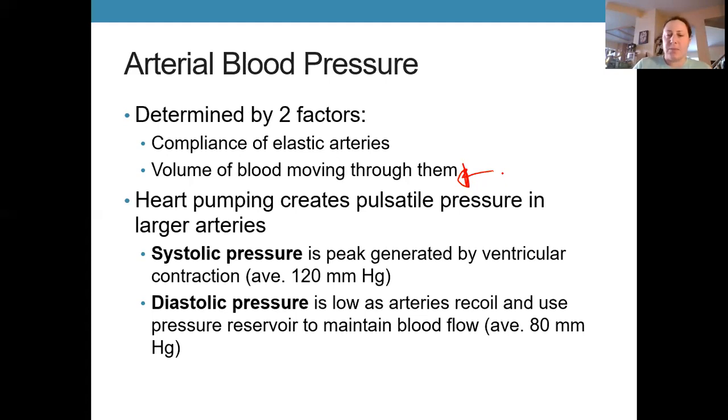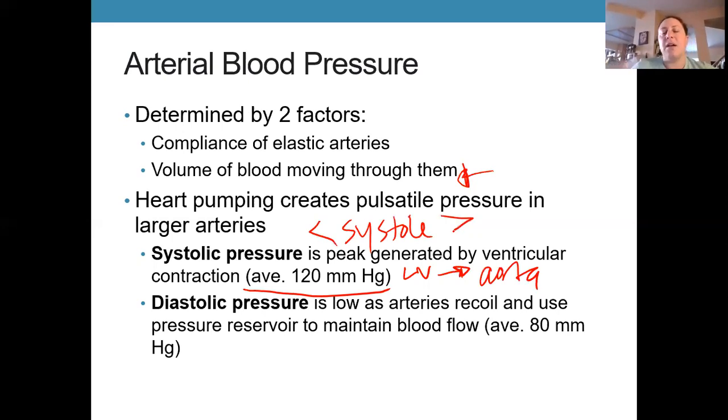The systolic pressure is the peak generated every time the ventricles contract. In the systemic circulation, so what the left ventricle delivers to the aorta, we see an average of 120 millimeters of mercury. It's called the systolic pressure because it corresponds to the systole portion of the heart beating.